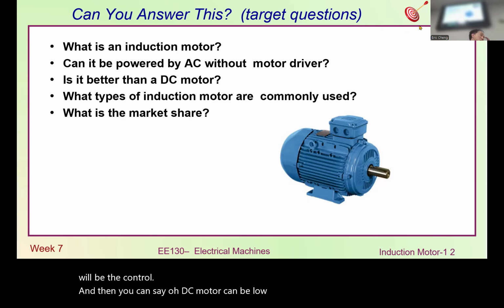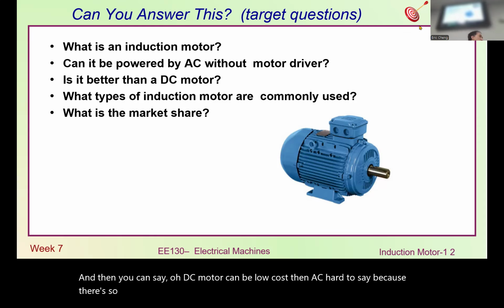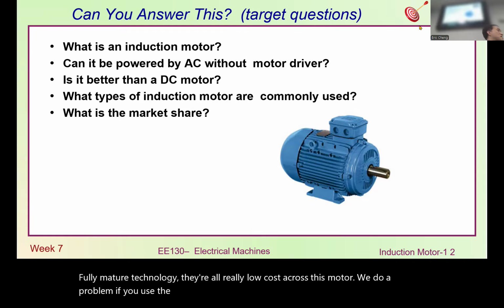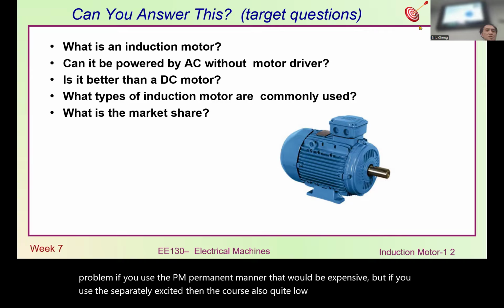Hard to say, because there are so many manufacturers. Today, DC motors and AC motors are both under mass production, fully mature technology. They are all really low cost. Of course, with DC motors we do have a problem. If we use the PM, permanent magnet, then it will be expensive. But if we use separately excited, then the cost is also quite low. So the cost is quite hard to say. They both are really low cost anyway.